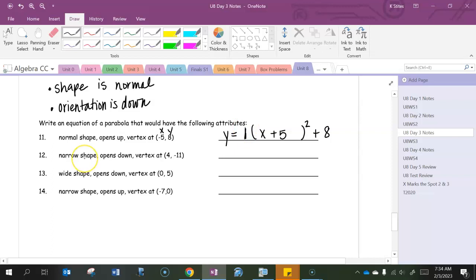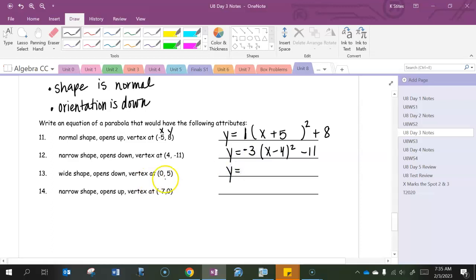Okay, next I have a vertex at 4, -11. Again, change the sign, so -4, don't forget your squared, keep the y coordinate the same. It's a narrow shape that opens down. So since it's opening down, I'm going to have a negative. A narrow shape, you need to have a number more than 1. So that would be like a 2, 3, 4, 5, 6, 7, whatever. All right, I'm going to just go with 3. Okay, but you could have lots of different numbers there. It just cannot be a fraction between 0 and 1.